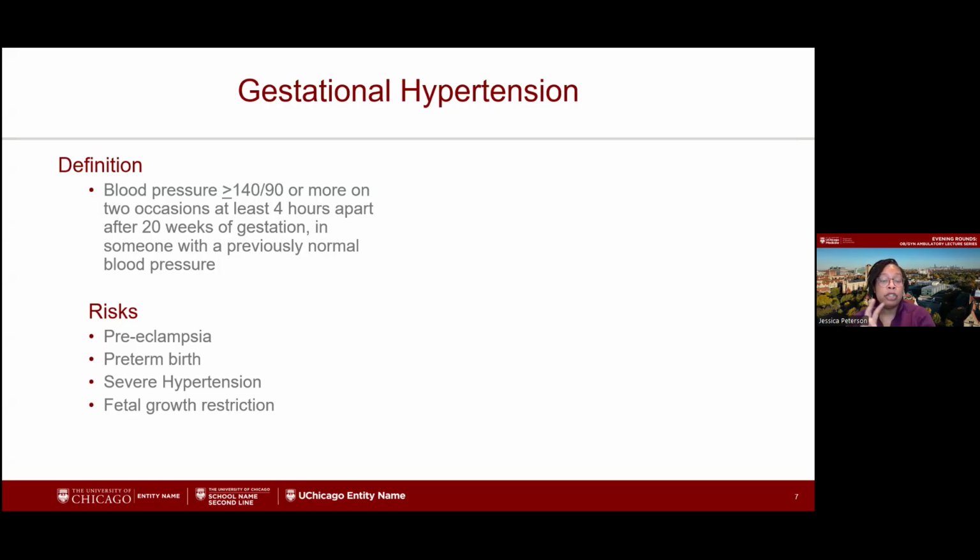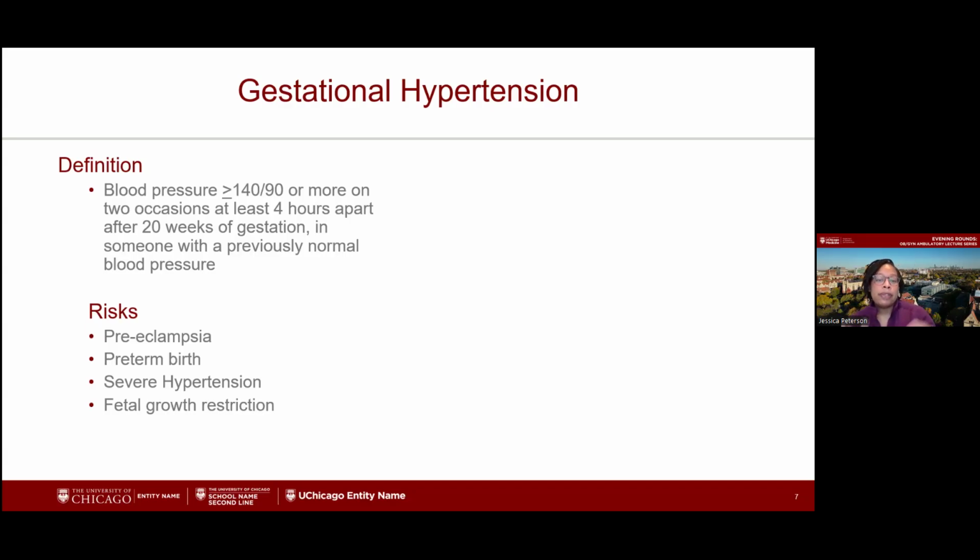But it has to be on two separate occasions, at least 4 hours apart after 20 weeks, and someone with previously normal blood pressures. So sometimes you might see someone comes in their first or second trimester with totally normal blood pressures, and then at 21 weeks, suddenly they have an elevated blood pressure and they keep having them. Technically, that person would have gestational hypertension and not chronic hypertension, even though it happens so early in pregnancy.